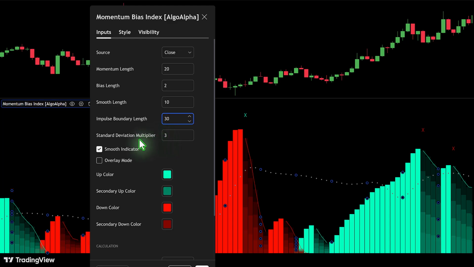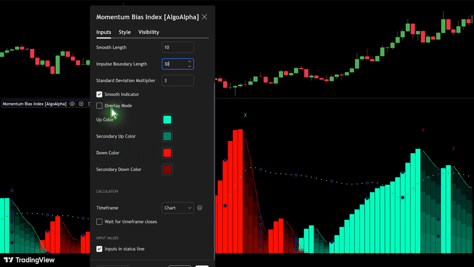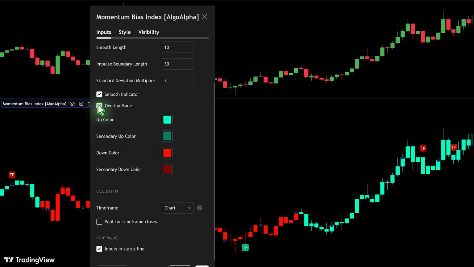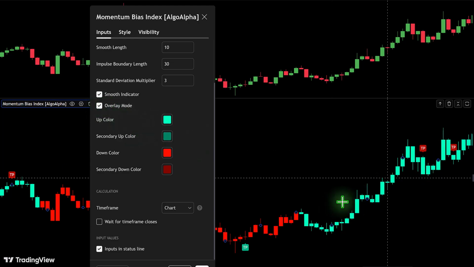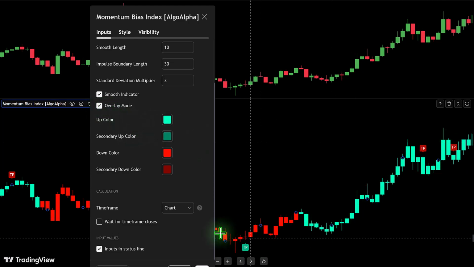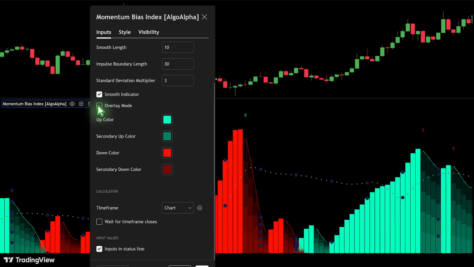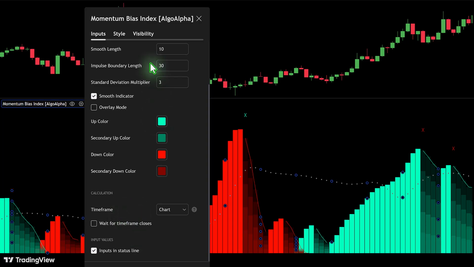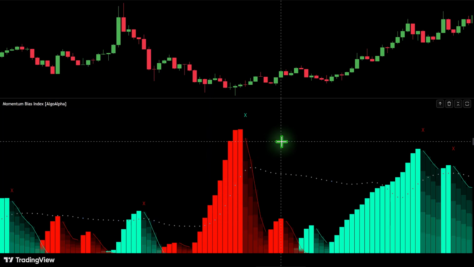But I will leave it like this. Now you can choose to overlay the indicator on the price chart for a clear visual representation of market momentum. But I don't think I would like to use this overlay, so I will switch to a histogram for a proper representation of market momentum. And then after this, you will click OK.